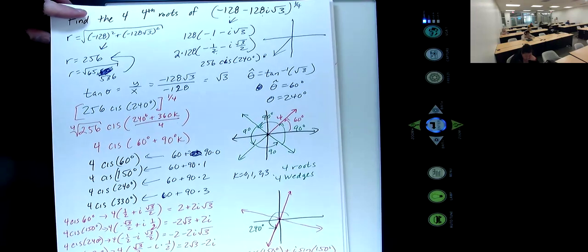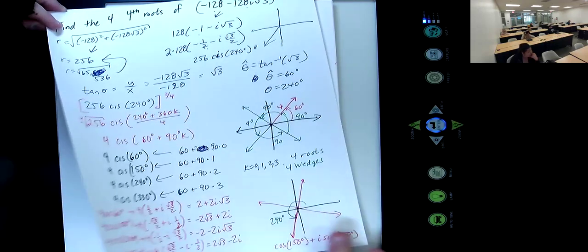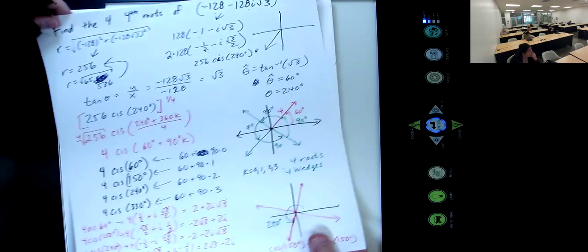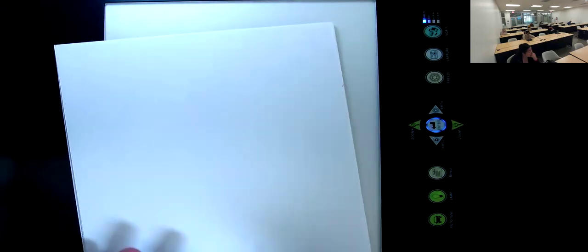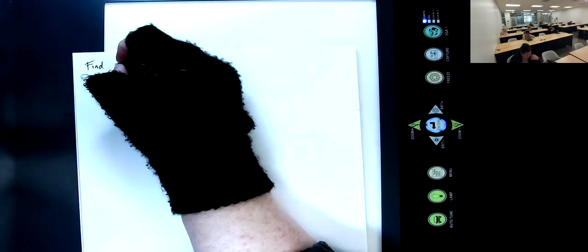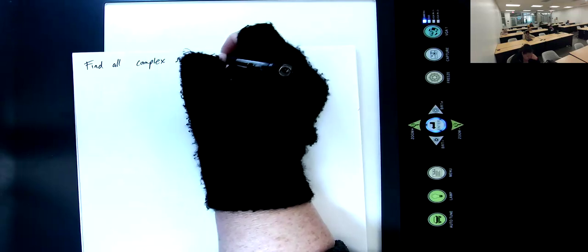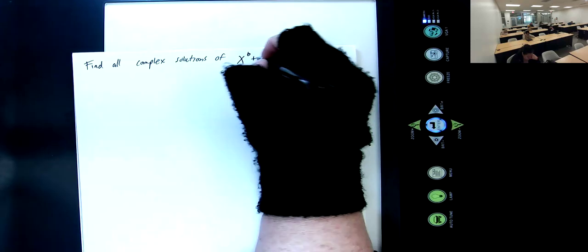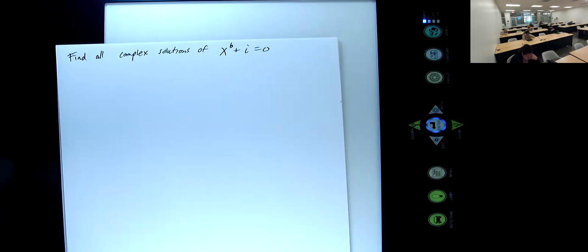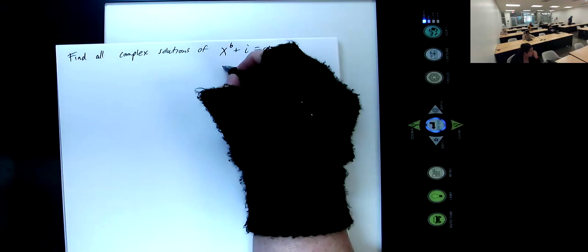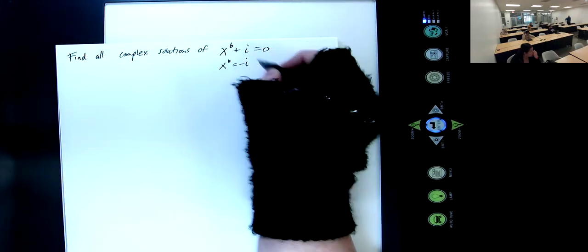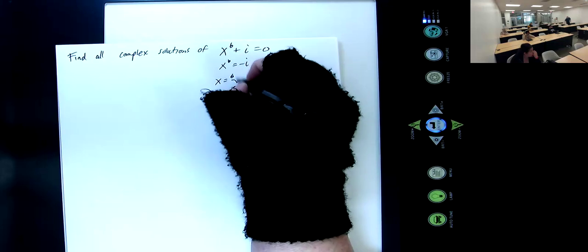Let's find all complex solutions of x to the 6th plus i equals 0. So that's like x to the 6th equals negative i, or x equals the 6th root of negative i.